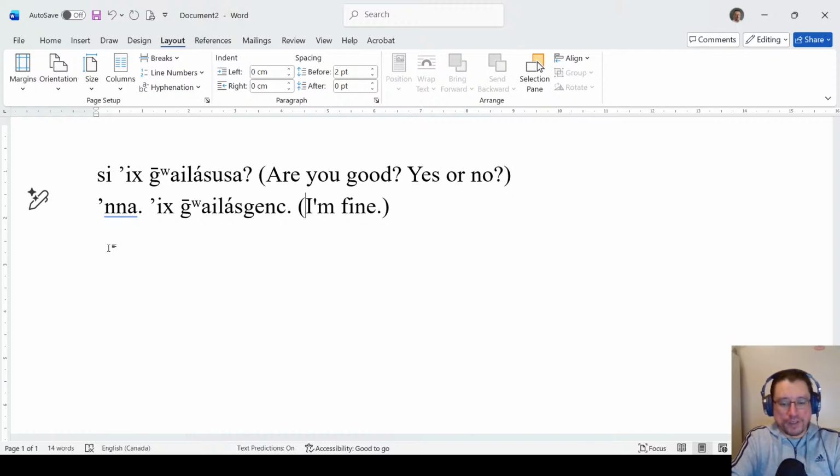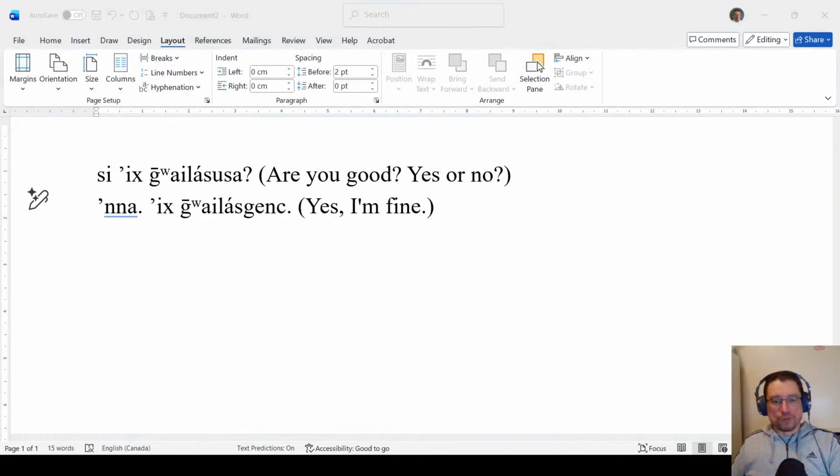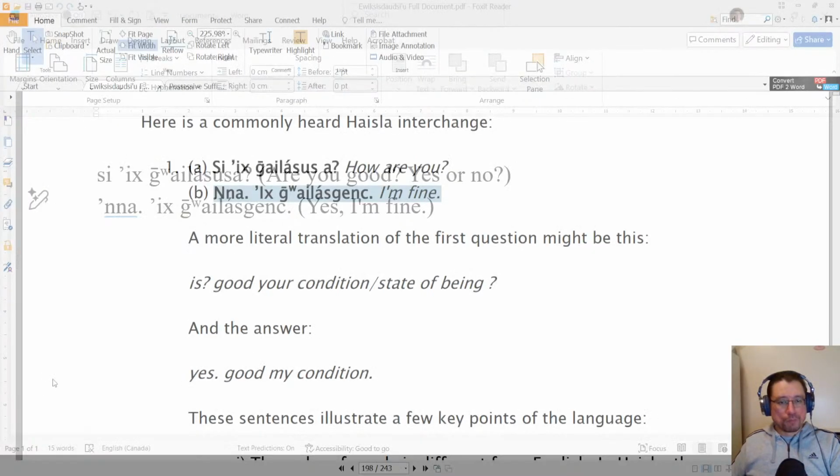And something else that's not mentioned here in the translation is that na means yes, because we're answering a yes or no question. So when somebody says si eich su sa, it doesn't just mean are you good. It means are you good, yes or no. They're asking you a yes or no question, and they're expecting a yes or no answer in reply. So na eich gwalaskens means yes, I'm fine. So I'll switch back to the PDF document.